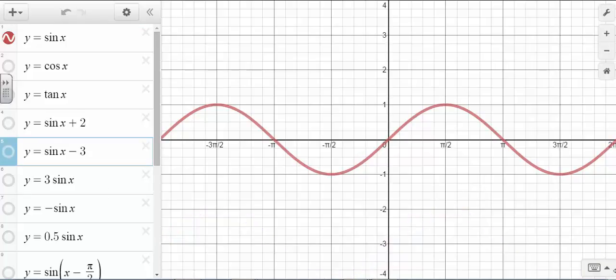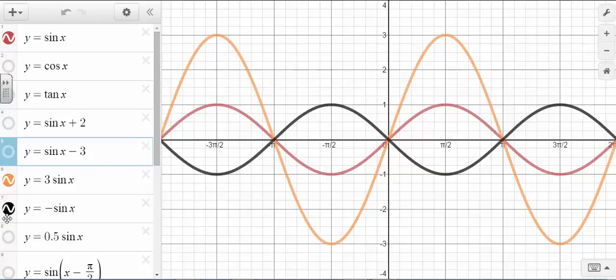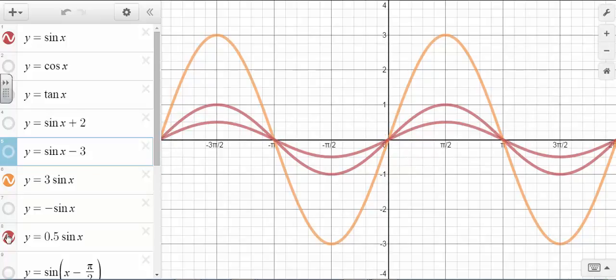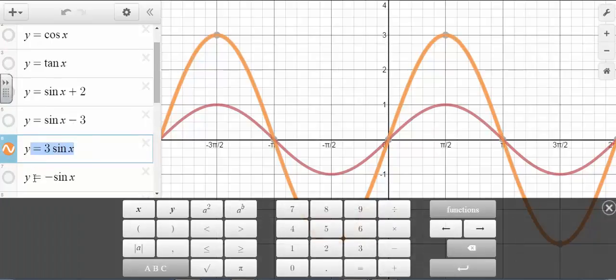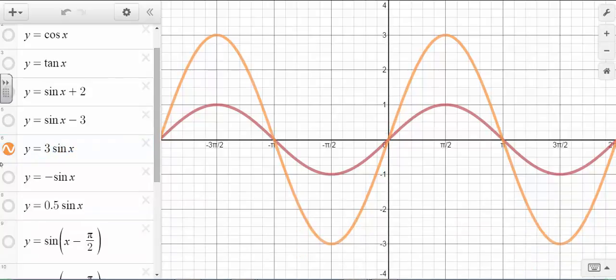The second part of the investigation said to do 3 sine x, negative sine x, and 0.5. So these 3 here. I guess we should do them one at a time. Given that the original is the red here, what's happened? Well, again, should be fairly obvious. This is saying take whatever I had before for sine x, and multiply it by 3. And so that becomes my new y value.